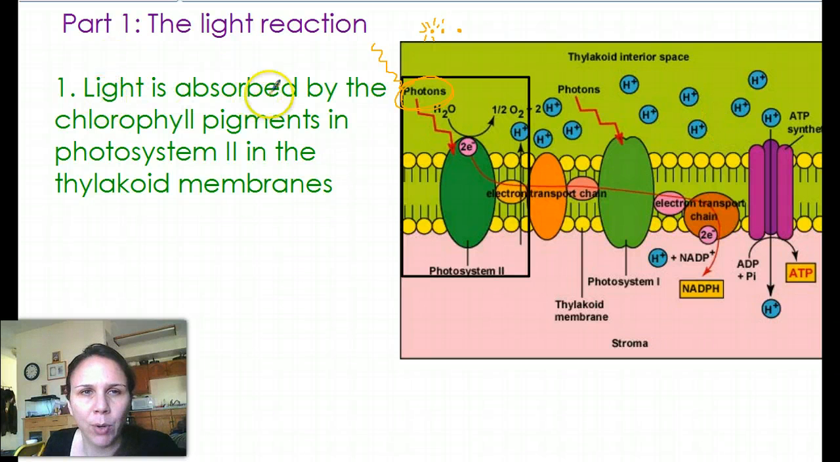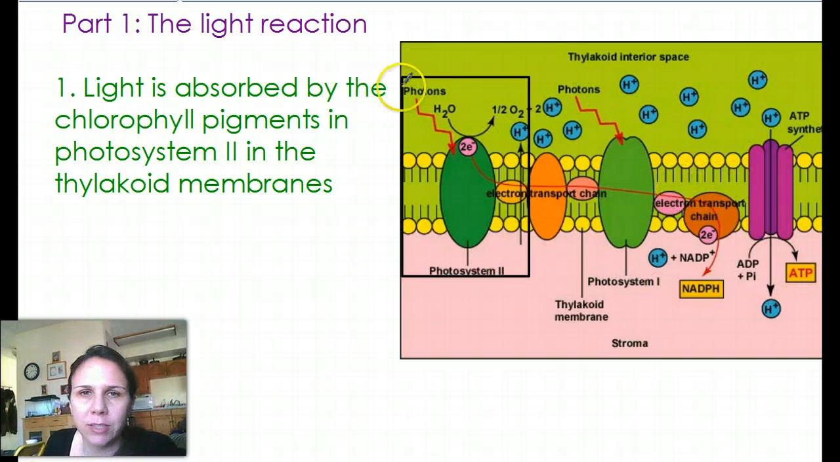So step 1, light is absorbed by the chlorophyll pigments in photosystem 2. Okay, why is 2 first? Because that one got discovered second. Photosystem 1 got discovered first. Photosystem 2 got discovered second, even though it comes first in the procedure.